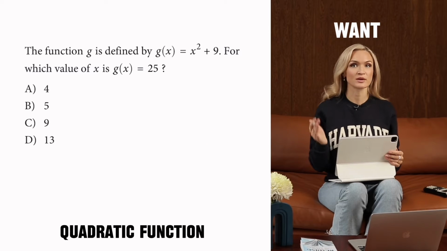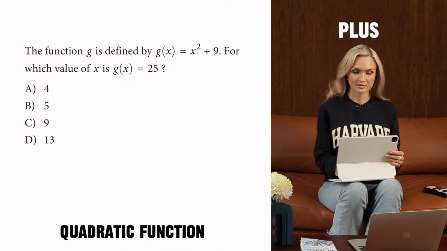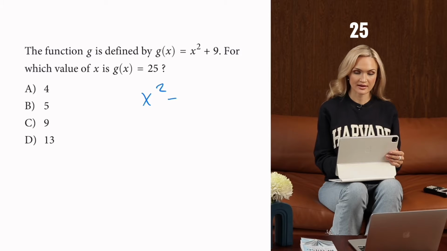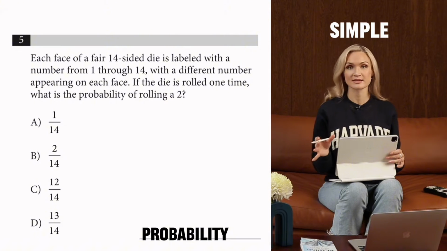Question 4, they just want us to set them equal to each other. X squared plus 9 is now equal to 25. X squared is equal to 16. The answer is 4.